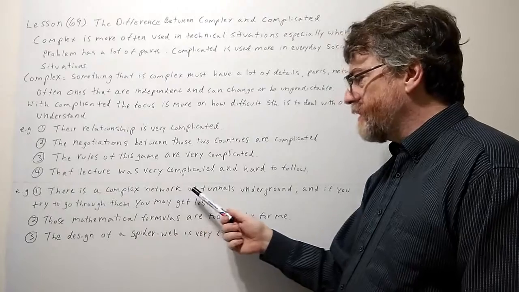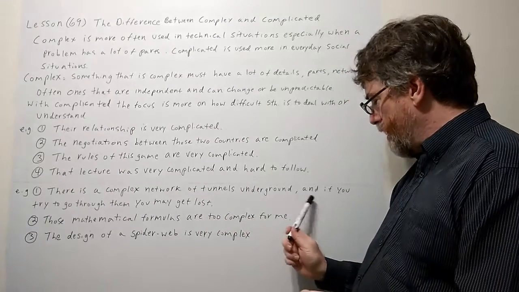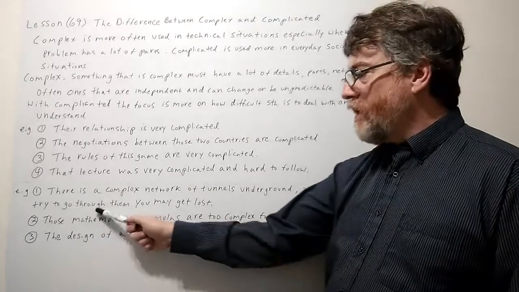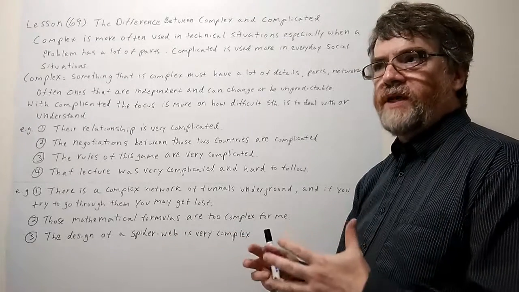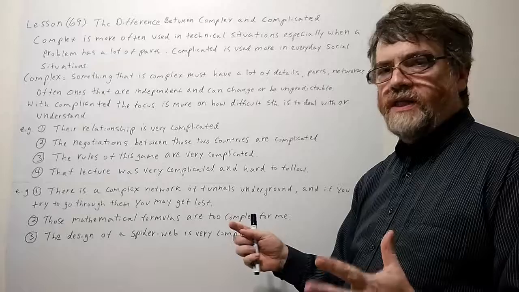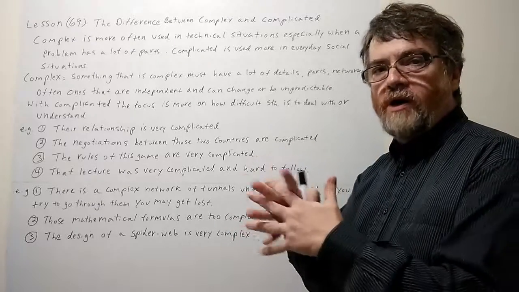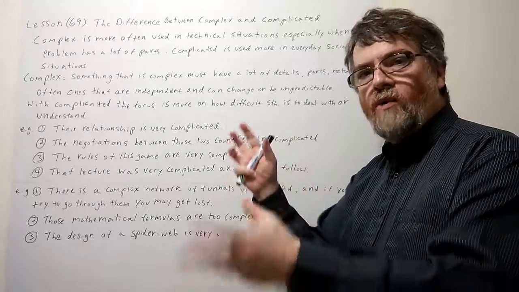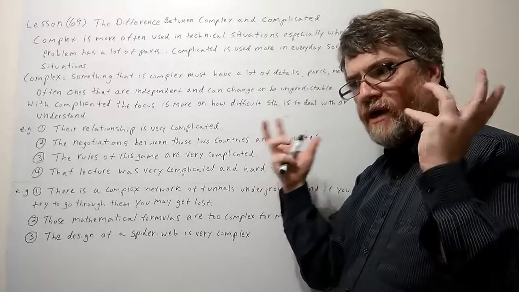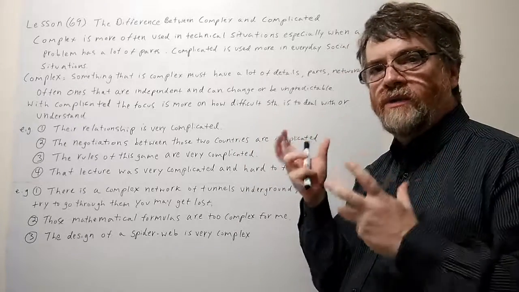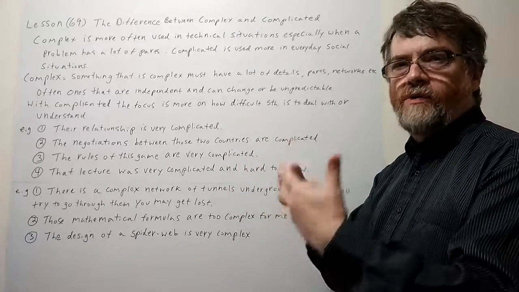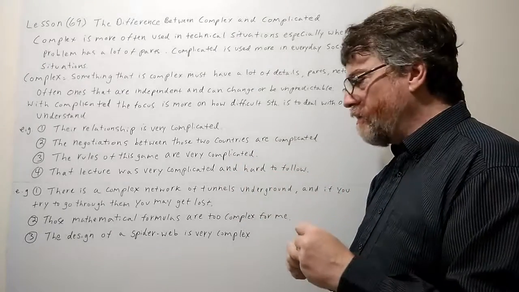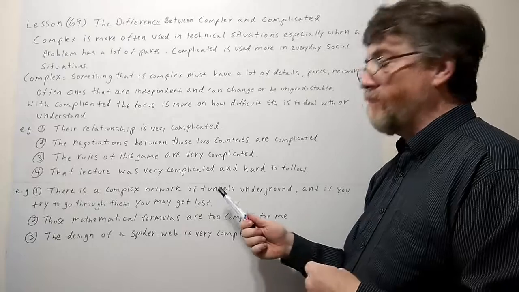There is a complex network of tunnels underground, and if you try to go through them, you may get lost. Especially when complex has a lot of parts, and they're especially interconnected parts. And there's so many interconnected parts, it's kind of hard for your brain to hold on to all of these parts, or all the paths, or all the roads at once. Here you're a little more likely to use complex.